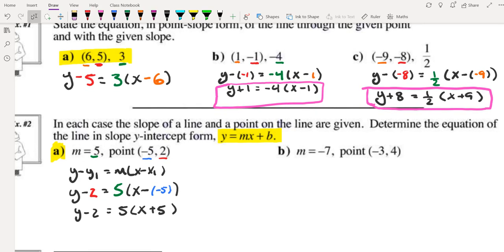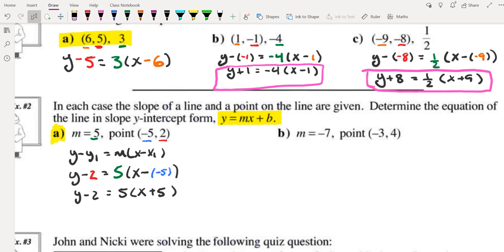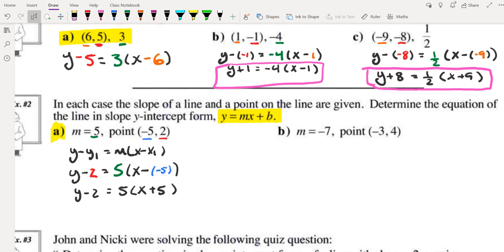So this is not in slope y-intercept form, it's in point slope form. To convert it into the slope y-intercept form, we need to multiply this out and collect our terms, so it equals y equals something. So we need to multiply this 5 through the brackets. Maybe I'll switch to our orange here. So we end up with y minus 2 is equal to 5x plus 25.